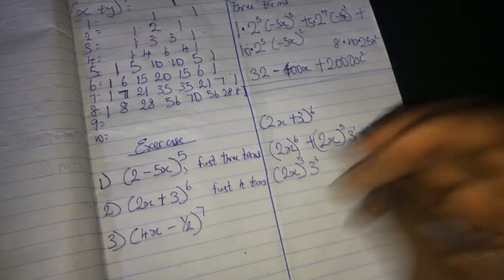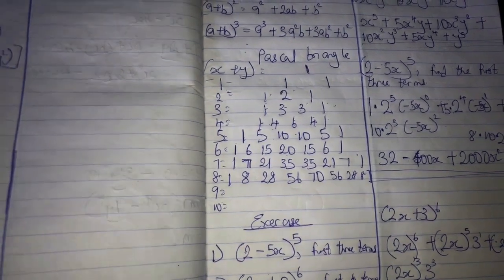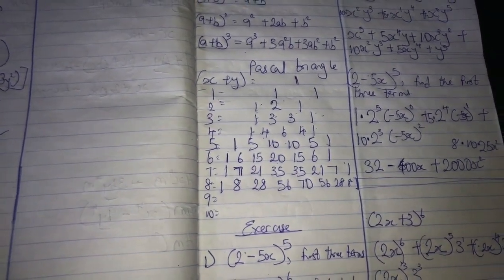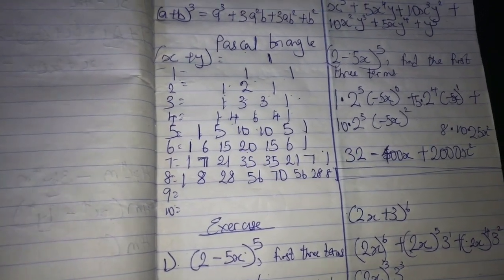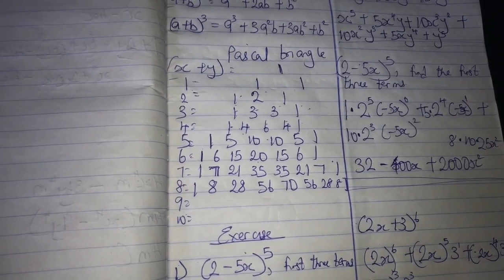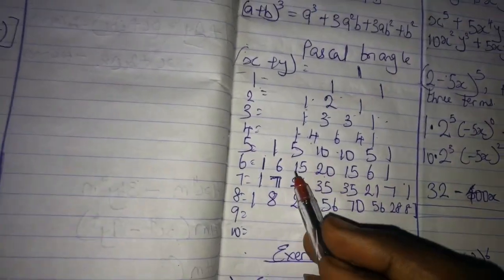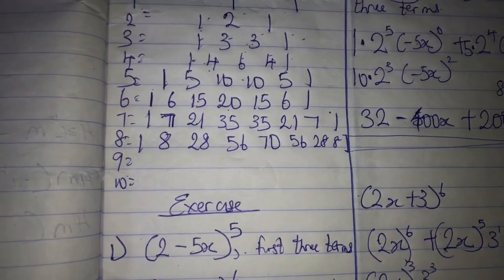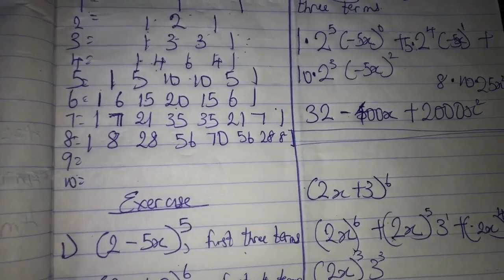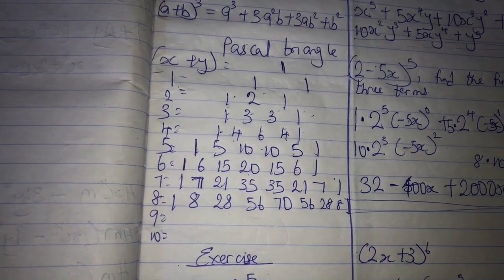Of course, we know the first one is 1. So 2 to the power of 6 is 64, which will give us 64x to the power of 6, multiplied by 1. Plus 6, that's the second term, 2x to the power of 5 is 32x to the power of 5 times 3, plus what's the next one? 15. 2 to the power of 4 will give us 16x to the power of 4 times 3 raised to the power of 2.